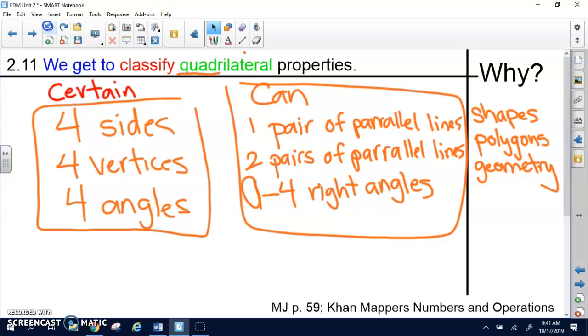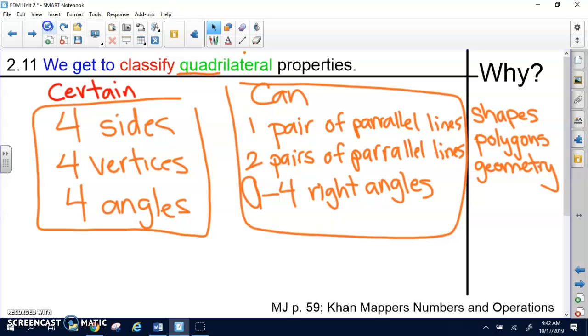I'm not going to ask you to be drawing a tree map. I am going to give you some materials where you're going to cut out and you're going to be classifying based on a certain amount of properties which they give you. So if it says has 1 pair of parallel lines, you're going to find all of the examples of quadrilaterals that have one pair of parallel lines. And they're labeled, in fact, I'll just show you real quick.